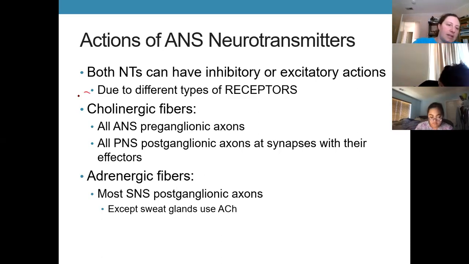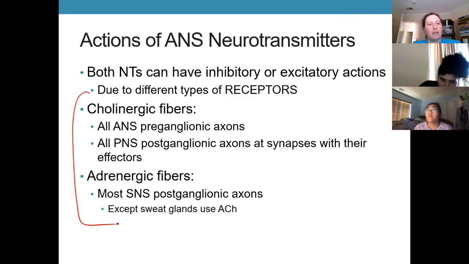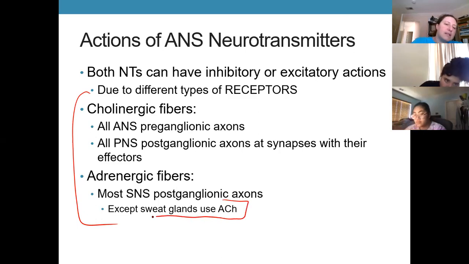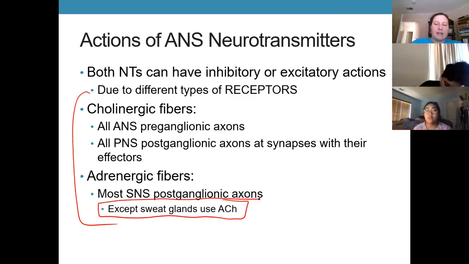And then this is just what I showed you with the diagram before. So cholinergic fibers on all preganglionic axons, as well as parasympathetic postganglionic axons. Adrenergic fibers on sympathetic postganglionic axons, although there is an exception in that sweat glands actually use acetylcholine, which you don't really need to know. It's too much detail. But it's a weird exception, so I'll throw it out there.